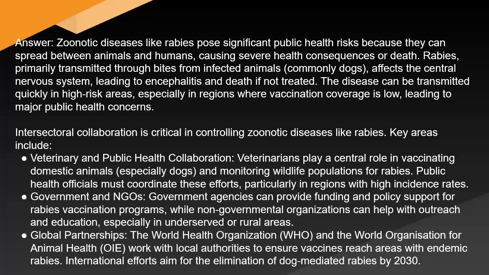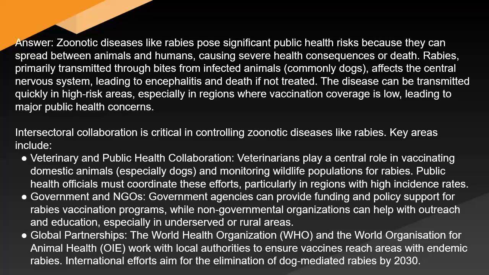Rabies, primarily transmitted through bites from infected animals, commonly dogs, affects the central nervous system, leading to encephalitis and death if not treated. The disease can be transmitted quickly in high-risk areas, especially in regions where vaccination coverage is low, leading to major public health concerns.